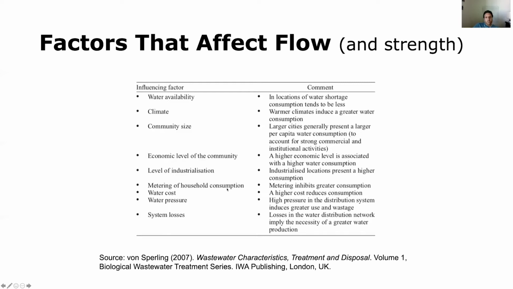Metering of household consumption: in the US, metering is pretty much universal, but in some places the water is not metered. If the water is metered, meaning that the user is paying per unit volume that's used, then you would tend to have lower sewage flow rates compared to a location where the water is paid for just as a flat rate. The water cost and the water pressure all influence how much water is used in a household. And then system losses as well. Some systems that are very old and have quite a few leaks might have lower flow rates because not all of the sewage is getting to the treatment plant.